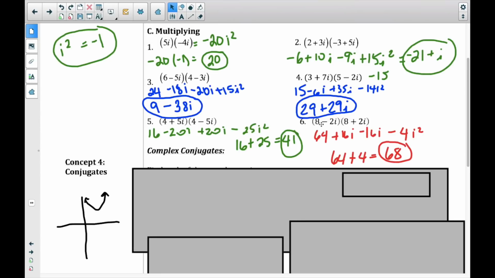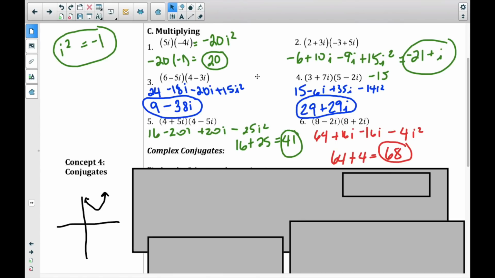Similar thing over here with number 6. We're going to do it the same exact way. 64 plus 16i minus 16i, they drop off. And then we have a minus 4i squared. So what we really have, those drop off, we have a 64 plus 4, and that is 68.